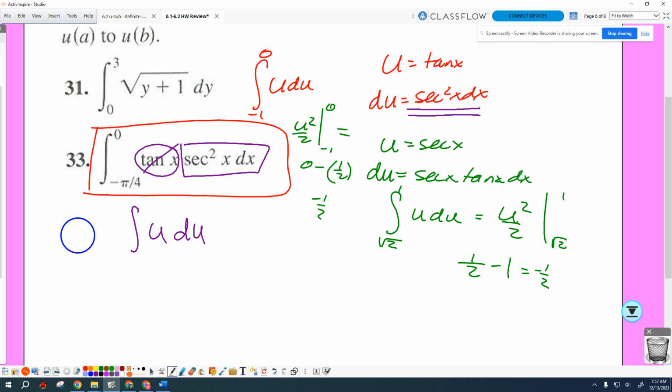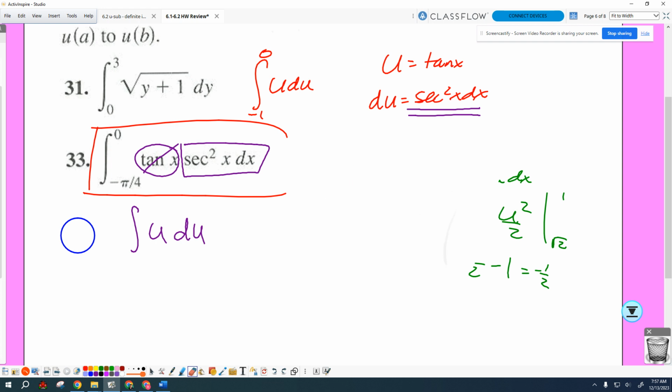Yeah. Okay, so the next thing, do I have bounds? Do I have numbers on that integral symbol? You do, you have negative pi over 4 and 0. Okay, so those are x values. I need to make those also into u values. How do I translate those? Plugging in the numbers. All right, so do that. Okay, so negative pi over 4 is negative 1. And 0 is 0.